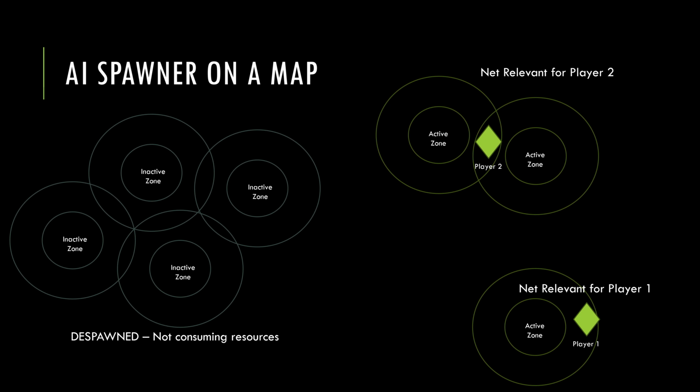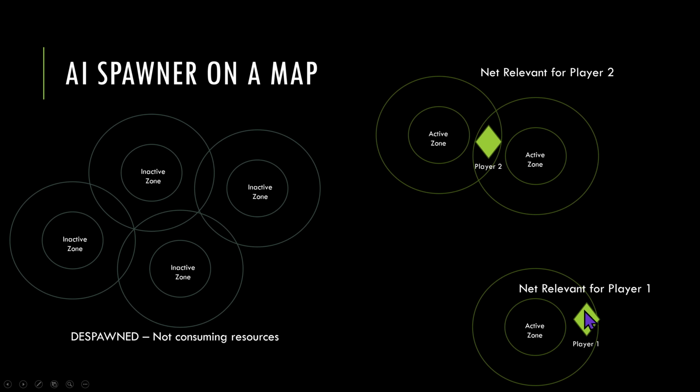So if you think about that from a map context, right? So now lay out your world where you have multiple AI spawners. So in my example, I've got these AI spawners scattered across my world. And I have two players on the map. Player one is here. Player two is here. So the AI spawner closest to player one will be active because the player is within the range. And both of these will be active for player two.